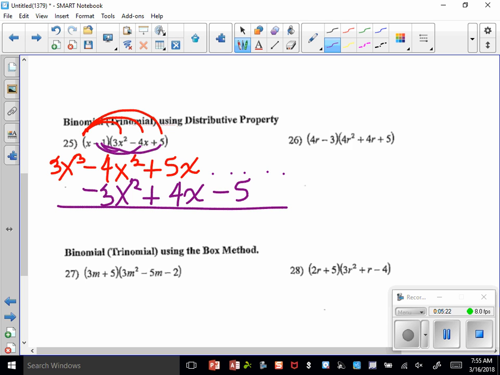So now I already have the like terms underneath one another, and then I can just go ahead and bring down the 3x to the third minus the 7x to the second. And again, you do not add the exponents, you're only adding or subtracting the coefficients, plus the 9x minus 5.